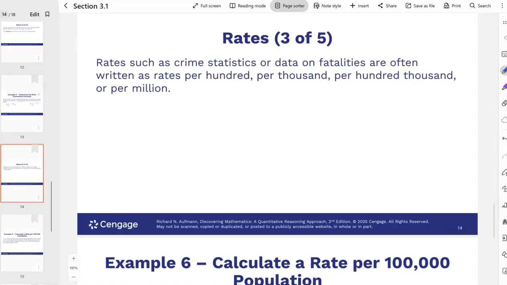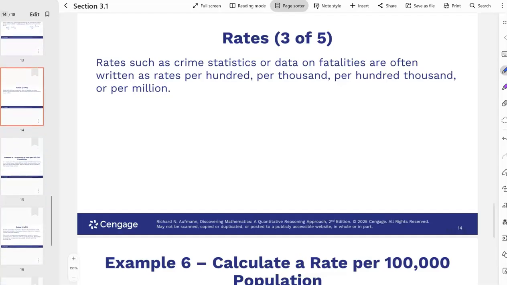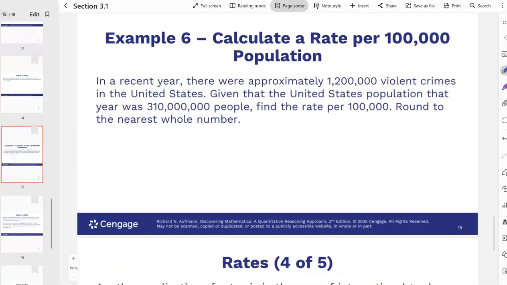Rates such as crime statistics or data on facilities are often written as rates per 100 or rates per 1,000 or even per 100,000 or per million. So we don't always think about it in terms of per one item. Let's look at an example. In a recent year, there were approximately 1,200,000 violent crimes in the U.S., given that the U.S. population in that year was 310 million, and we want to find the rate per 100,000, and we're going to round this to the nearest whole number.